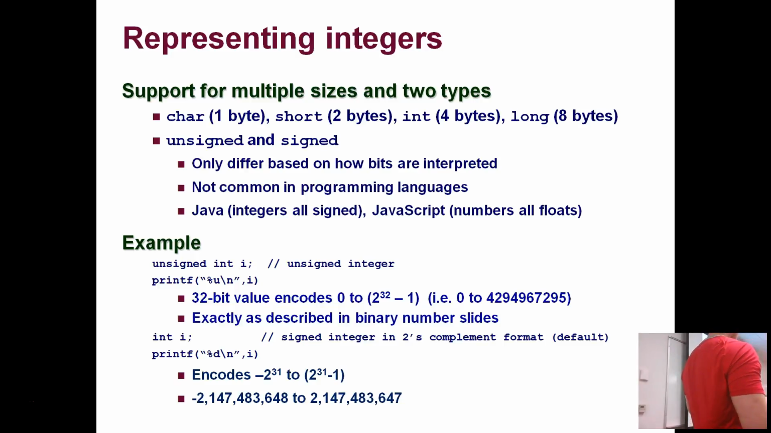I should say that this is not common in programming languages. In fact, C is one of the only languages that has this unsigned versus signed integer. In Java, all integers are signed, and in JavaScript, every single number is a float. They don't even have integers in JavaScript. So when you learn a language, you have to look at the data types first. What are the data types this thing supports?